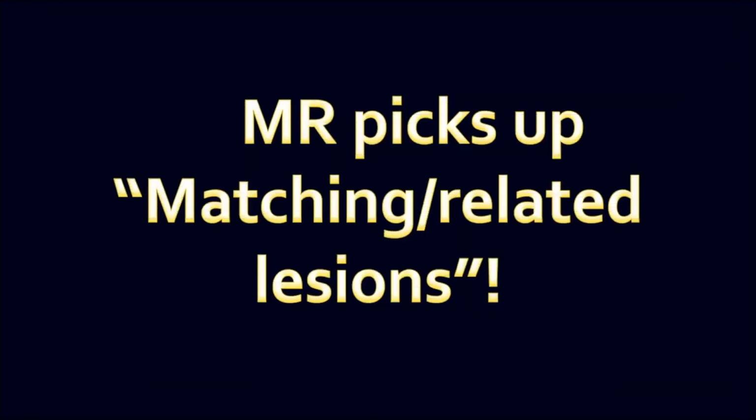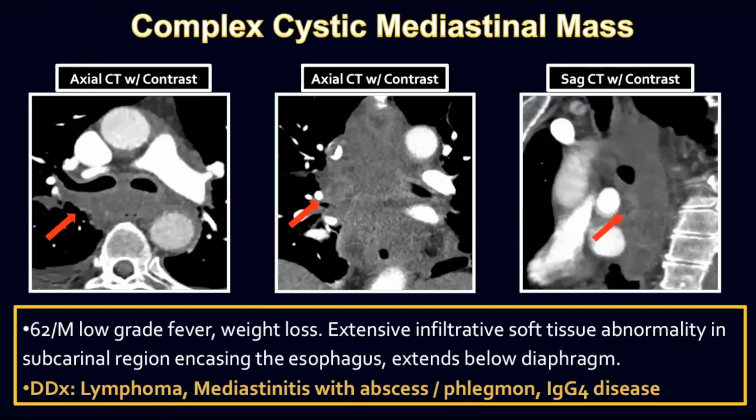Now, next we look at a case where MR picks up on some imaging finding which suggests that these lesions are matching or related to each other. So this patient presented with low-grade fever and weight loss. And on imaging, we saw very extensive infiltrative soft tissue abnormality in the subcarinal region, encasing the esophagus and extending below the diaphragm. So very extensive.